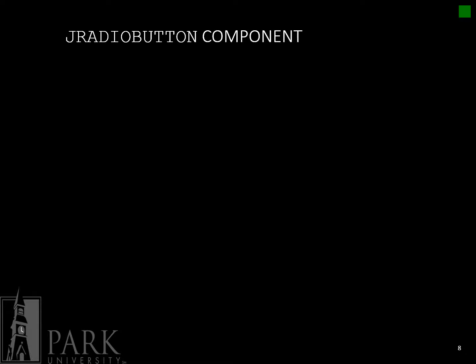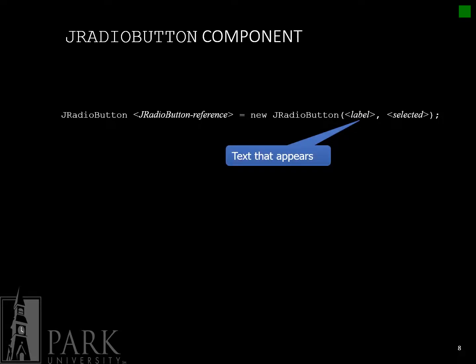Creating a JRadioButton component is very similar to the checkbox. Simply call the JRadioButton constructor like this, right? The label specifies the text that appears to the right of the button, just like our checkbox, right? And if the label argument is omitted, then no text appears. The selected argument is a Boolean value that specifies whether the radio button is initially selected. If the selected argument is omitted, then the radio button is initially unselected.